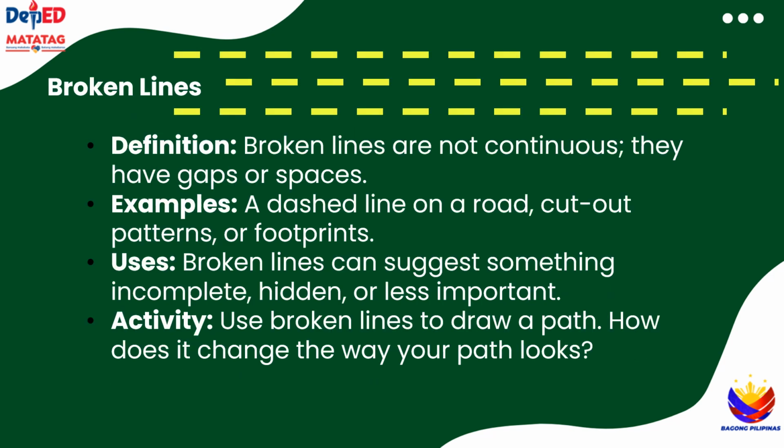Broken lines are not continuous. They have gaps or spaces, like a dashed line on a road, cut out patterns, or footprints. Broken lines can suggest something incomplete, hidden, or less important. Try using broken lines to draw a path. See how it changes the way your path looks. It might feel like a journey with interruptions or steps that are not fully connected, adding a sense of uncertainty or softness.